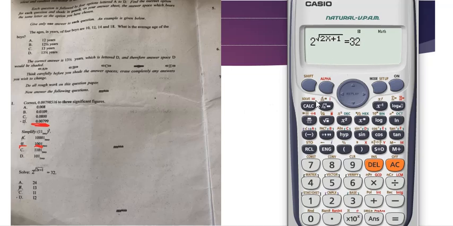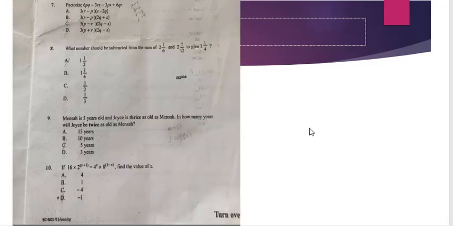Again, after punching this, click on shift calc. Click on shift solve. Shift is in yellow and solve is in yellow, so that's why we click shift and solve. After that you click on the equal to sign, and then you arrive at the correct answer. So the correct answer over here is 12. Right, so let's move on to the next set of questions. Now let's see how we solve these questions.